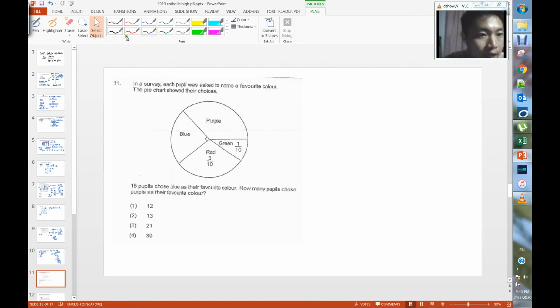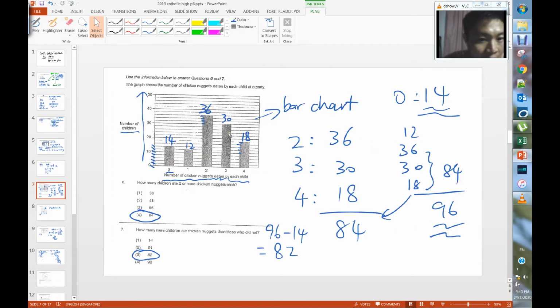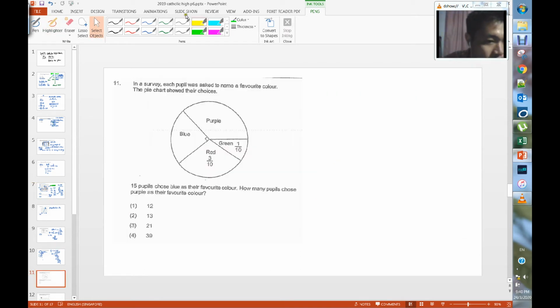Next, over here, just now we talked about one type of chart, which is a bar chart. So this is a bar chart, and this question is about a pie chart.